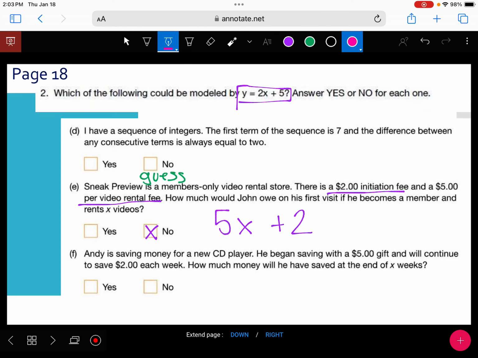So let's go look at our guess of D. We have a sequence of integers. What are integers? Yeah, they're numbers. Do they have decimals? No. They're like the counting numbers. 1, 2, 3, 4, 5. That kind of numbers. So I have a sequence of integers. The first term is 7. And the difference between any consecutive term is always 2. So it's counting by 2s. So 7, and then if I count by 2s, what do we get next? 9. What do we get next? 11. What do we get next?